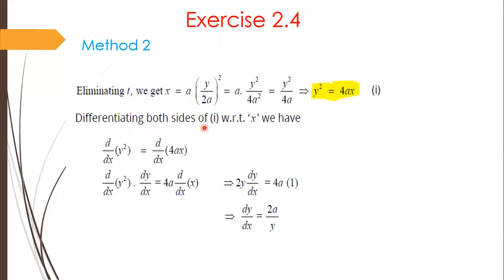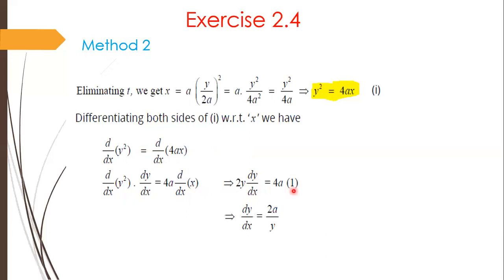Now differentiate both sides of the equation with respect to x. Y square d by dx and 4ax d by dx. The derivative of y square is 2y dy by dx. Why? Because y is the dependent variable and x is the independent variable. 4a is constant and the derivative of x with respect to x is 1.